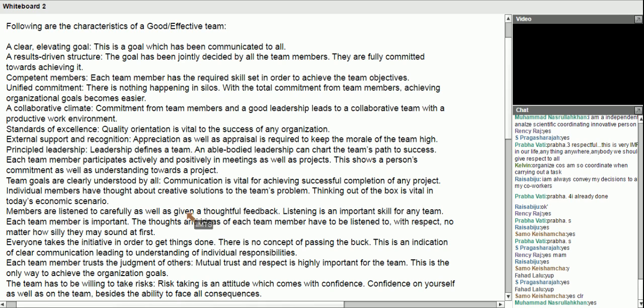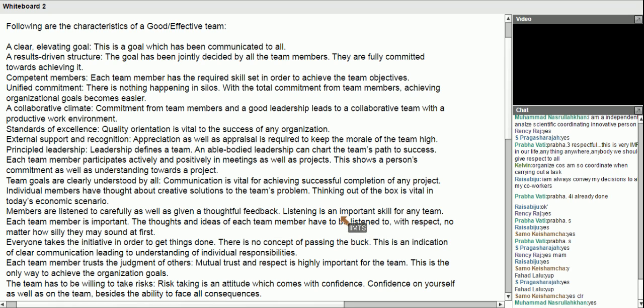Members are listened to carefully as well as given thoughtful feedback. So for a good team, if no one is going to evaluate my work, how will I know whether I'm going wrong or right? So members are listened to carefully as well as given thoughtful feedback. Once I get the feedback, I can improve myself. So this is the quality of a good team.